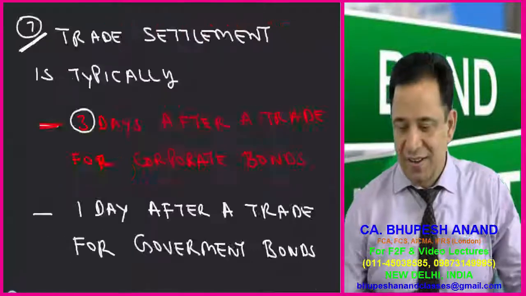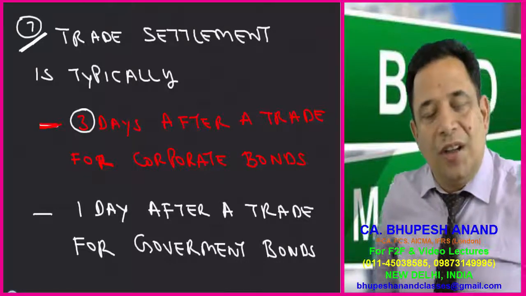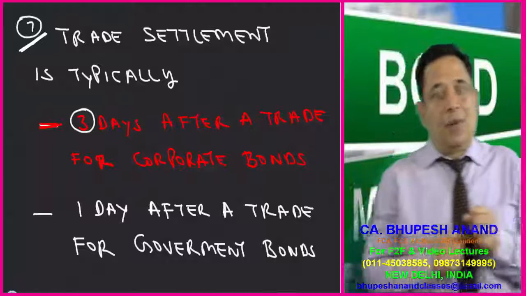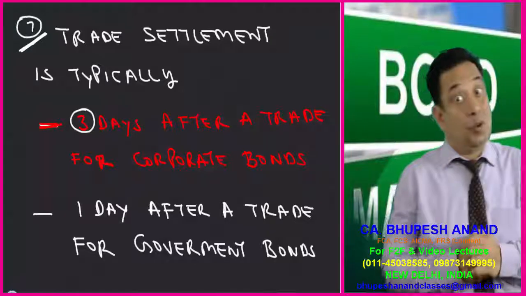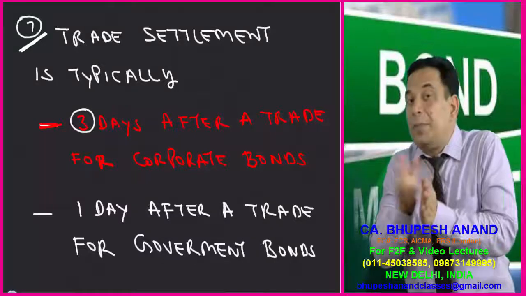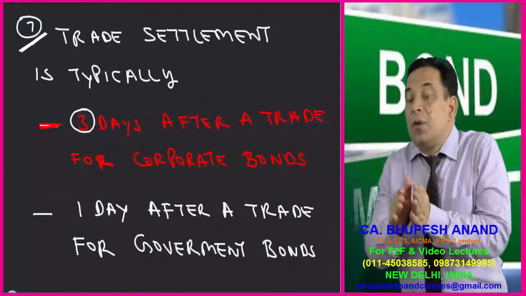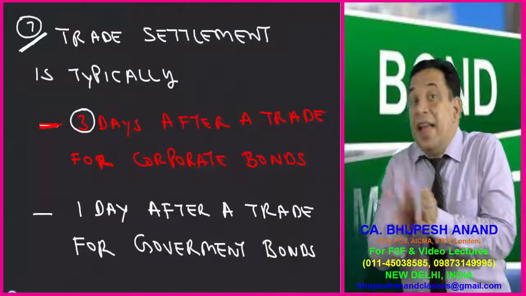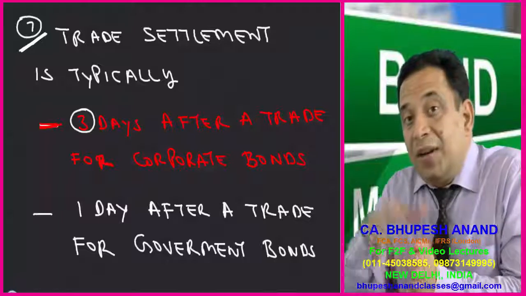So the last point of today's lecture is the mechanism of trading in secondary markets for bonds, that is, how the trade is settled, because it is a quote-driven market. In the case of corporate bonds, we generally take 3 days after the trade. In the case of a government bond, we generally take 1 day after the trade. And in the case of the money market, the trade is done the same day.